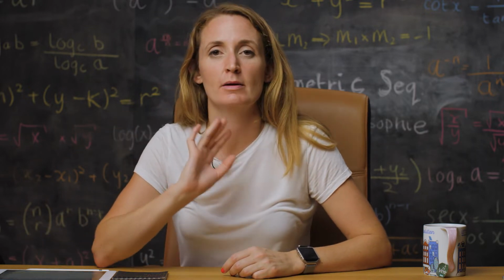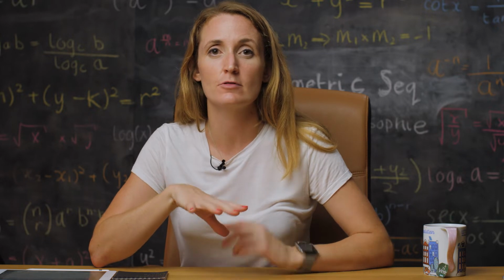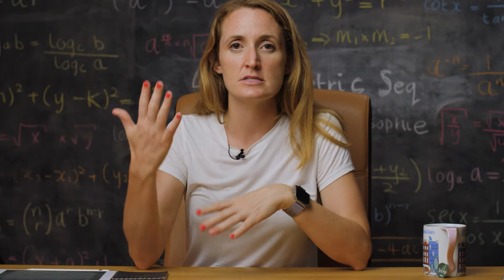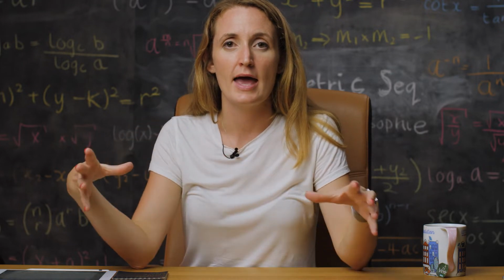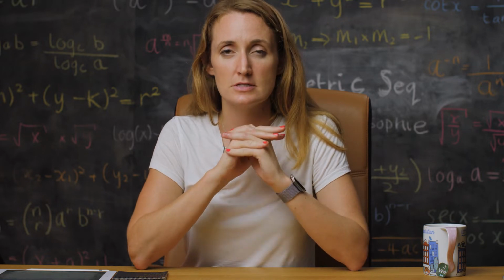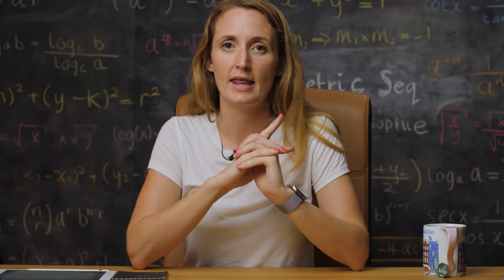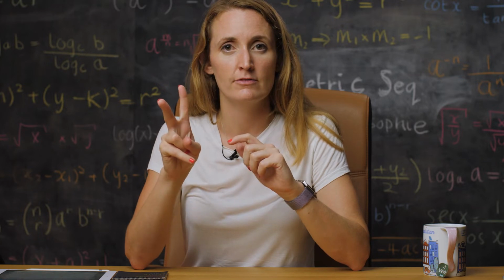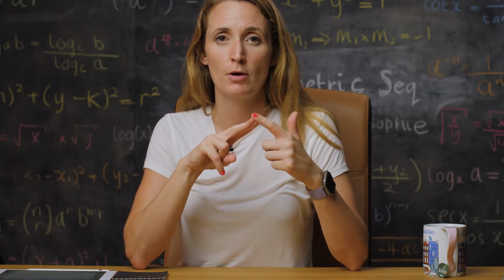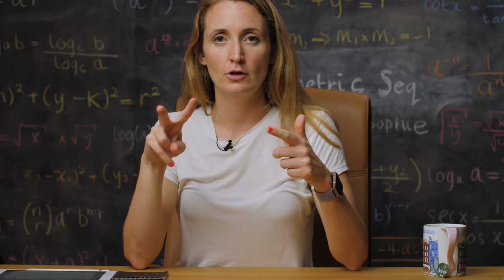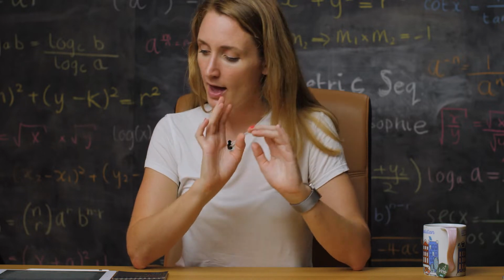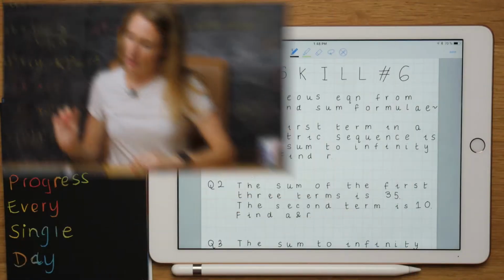In Key Skill 6, we're going to be looking at simultaneous equations where they give you some information about the sum of a geometric series and some information about individual terms, and how you can put those two pieces of information together, use the substitution method and calculate A and R. So you'll be given two pieces of information. One is about a sum, one is about a Un, a specific nth term, and you need to use both of those pieces of information to calculate both A and R.